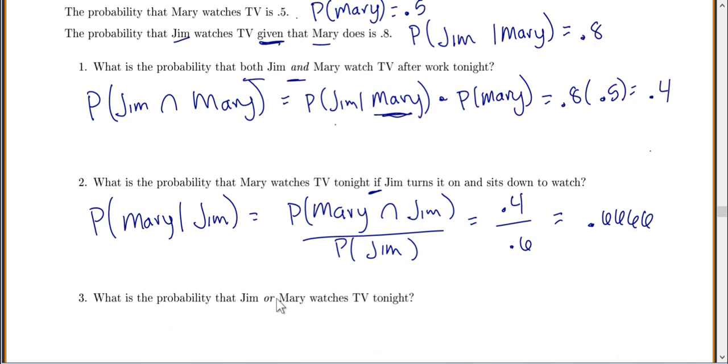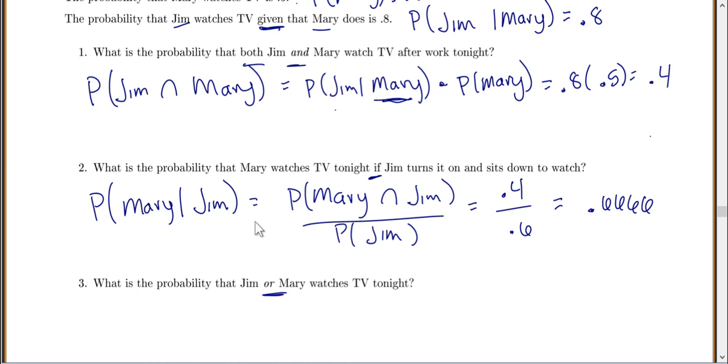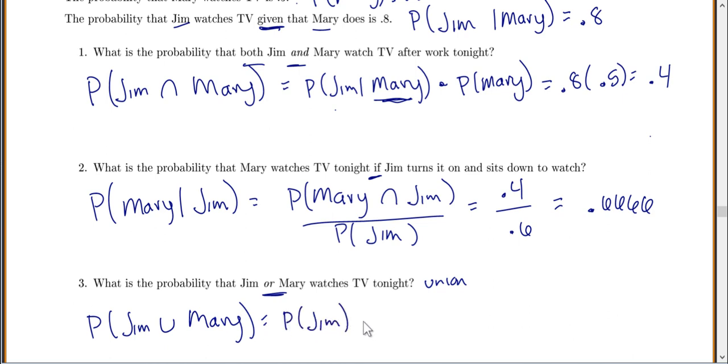And finally, what is the probability that Jim or Mary watches TV tonight? That "or" means it's a union. So probability of Jim or Mary. Well, when you want to find the probability of a union, you start off and say, okay, what's the probability of Jim plus the probability of Mary.